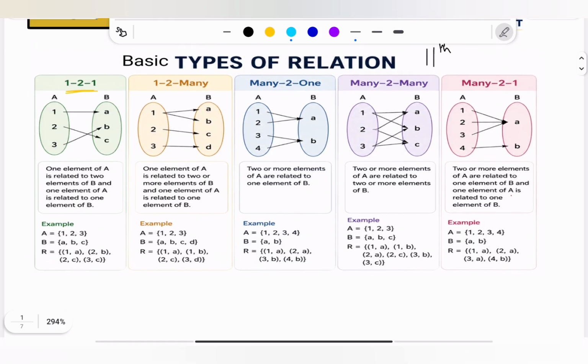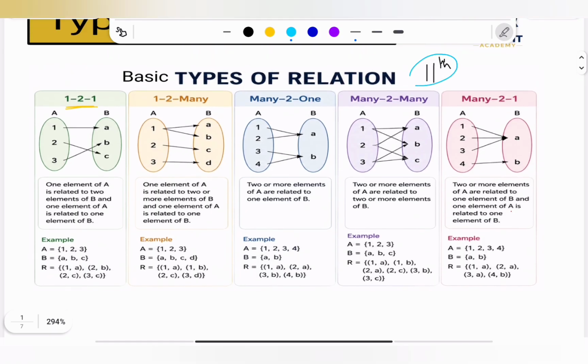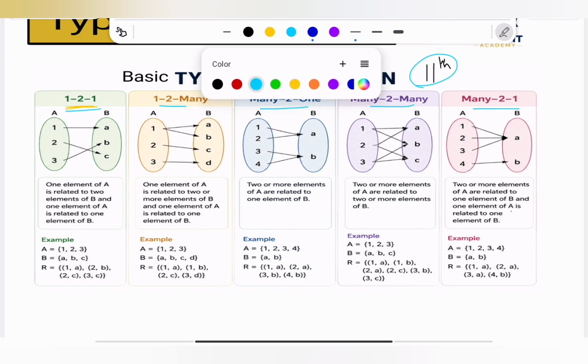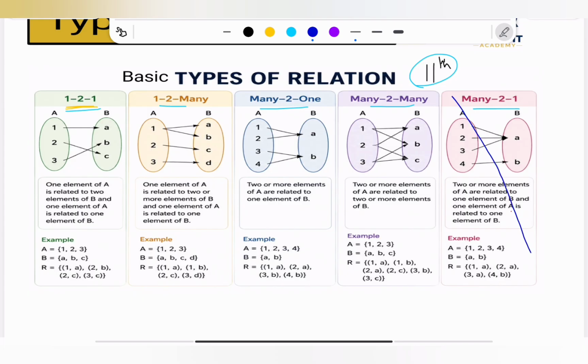So in 11th class we have types of relations, that is one to one, one to many, many to one, many to many. Many to one is repeated two times. We will cancel this many to one as this is an AI generated picture. Okay, many to one. Okay, done.